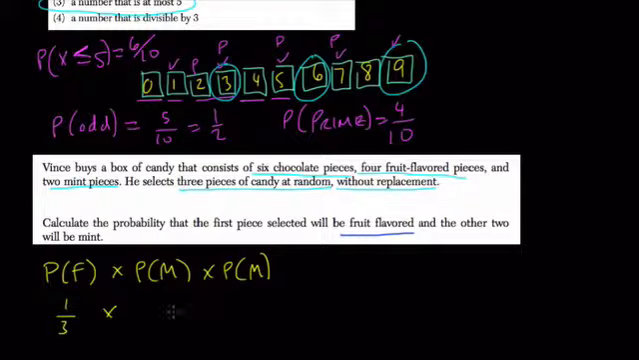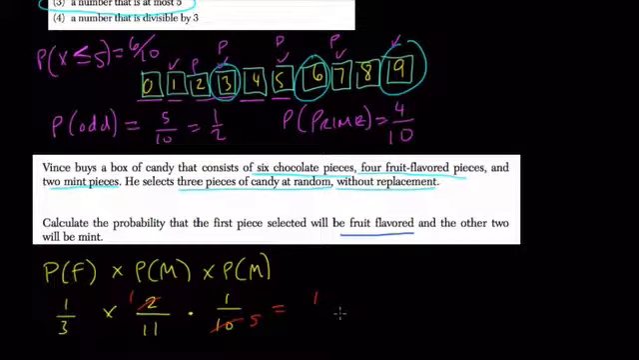times the probability of getting a mint, which is 2 out of what remains. So there were 12 to begin with, now there would be 11. Times, well, if you got a mint the second time, there's only 1 mint left out of 10. So we can reduce this a little bit. 2 over 10 is 1/5, and we get a third times an 11th, a 33rd, times a fifth is 165, so it's 1 over 165. Not very likely, right? Lots of combinations.